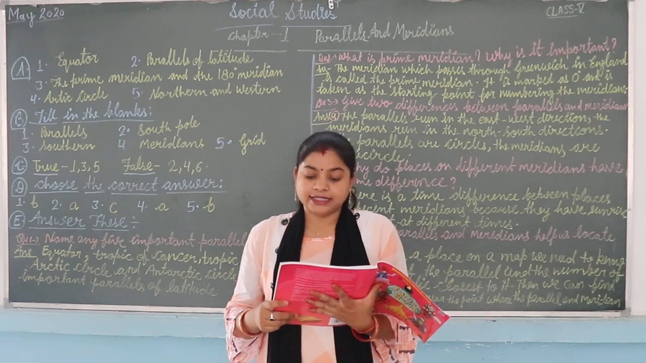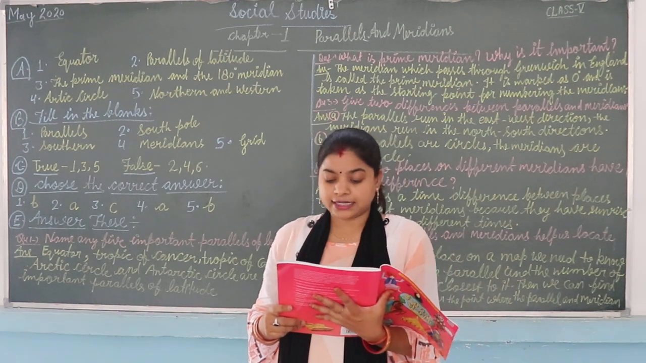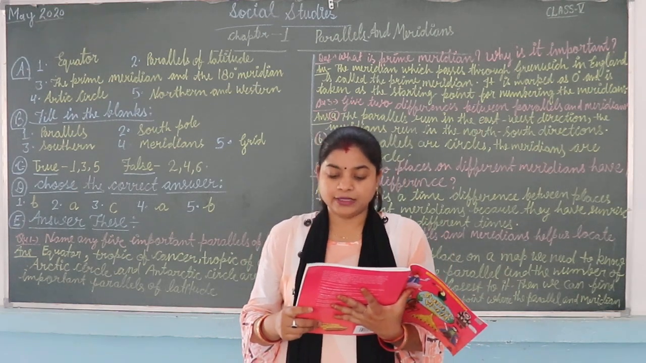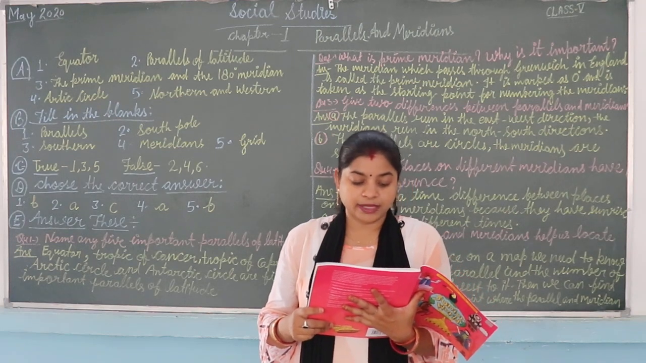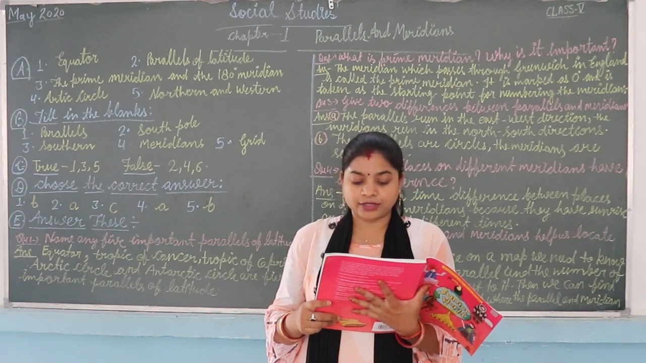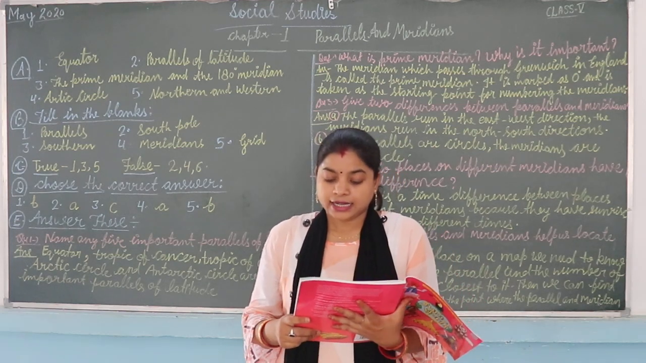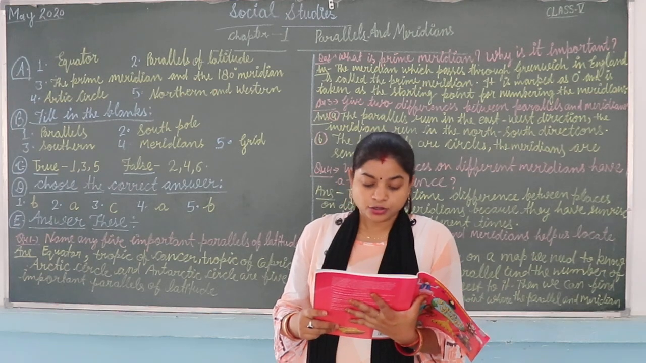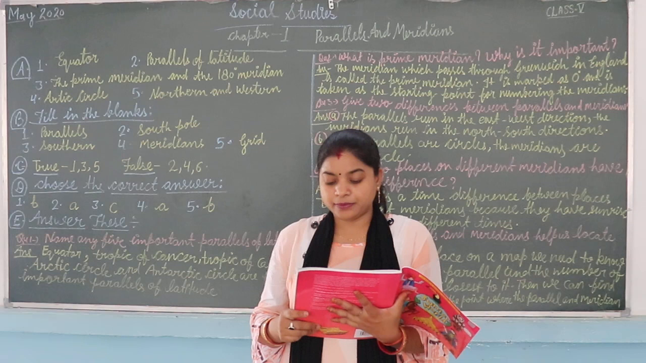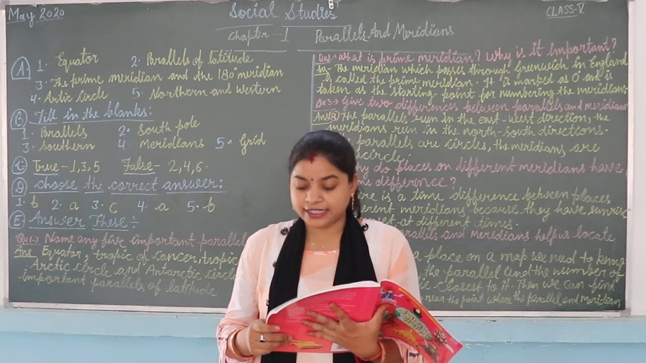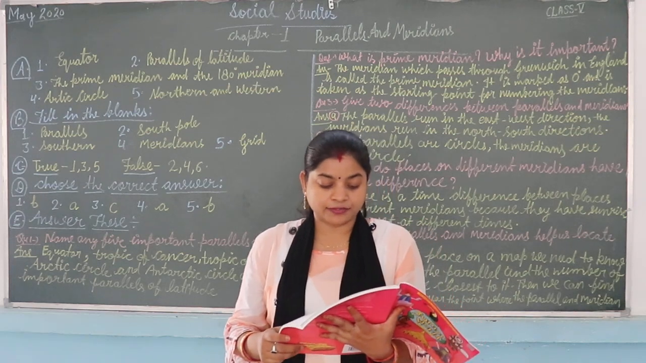Places on the same meridian have the same time as they have sunrise and sunset at the same time. For any given place, the time in places to its east will be ahead of its time because the sun rises earlier there. And the time in places to its west will be behind its time. For example, Singapore is to the east of India. It is 2.5 hours ahead of India.